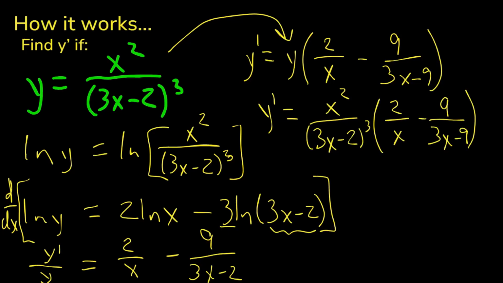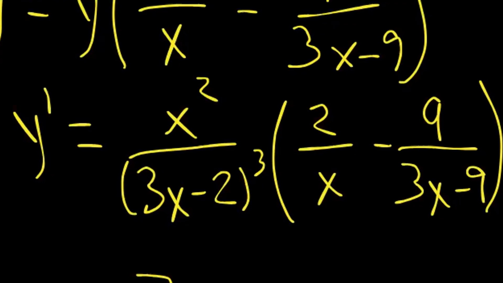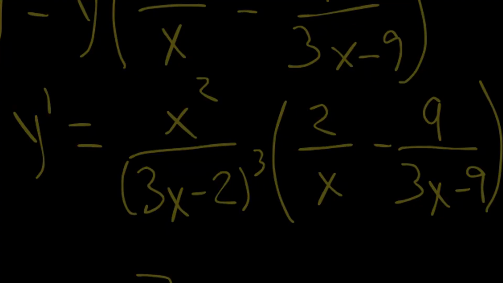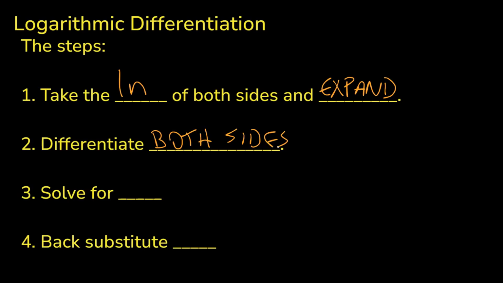Now you could get a common denominator and subtract the two quotients in the parentheses and then multiply it all together. You don't have to algebraically simplify it that far in most cases. So here's the steps. First, you want to take the natural log of both sides and expand. Second, you want to differentiate both sides with respect to x. Third, you want to solve for y prime and then back substitute y. And that's it. This is a very powerful technique for finding derivatives of very complicated functions.